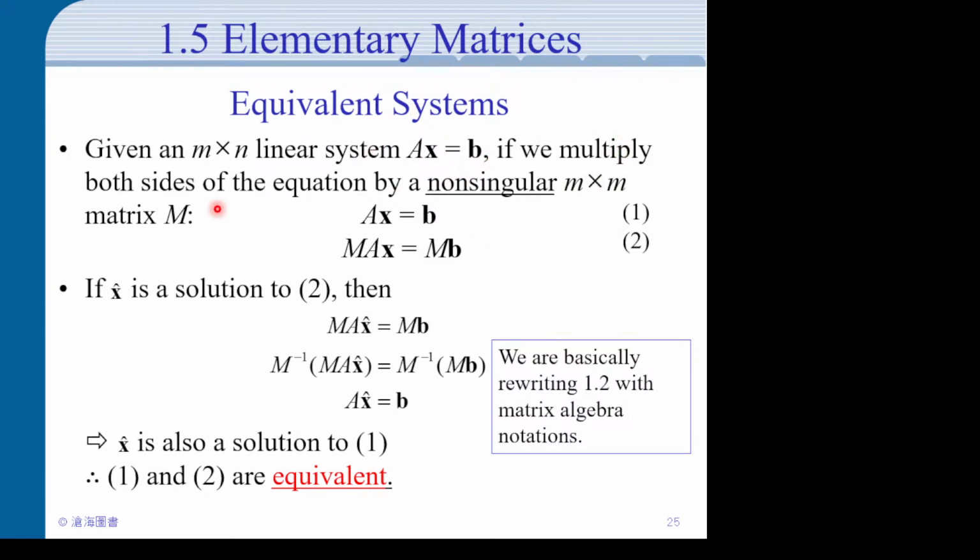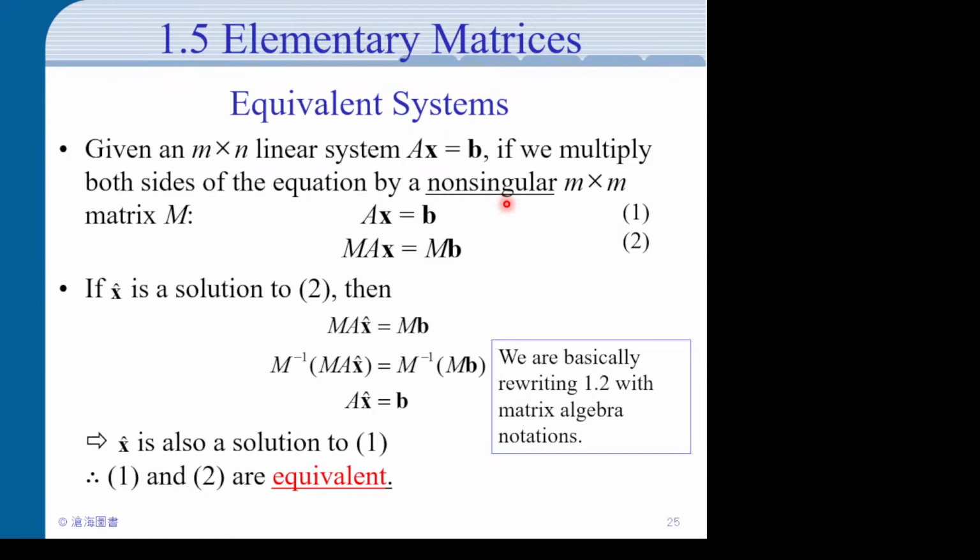Then we multiply both sides by a non-singular matrix M. It's important that it's non-singular. And you can get a different equation: MAx equals Mb. So you can think of MA as another coefficient matrix, and Mb as another solution vector.